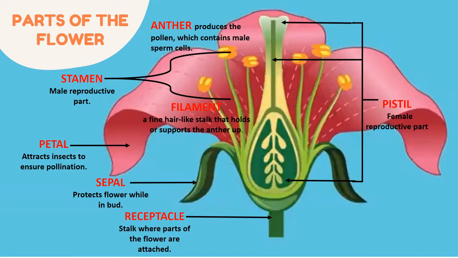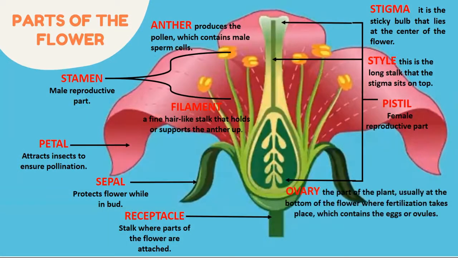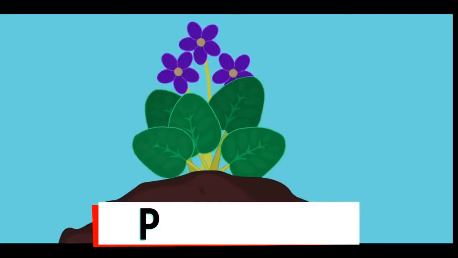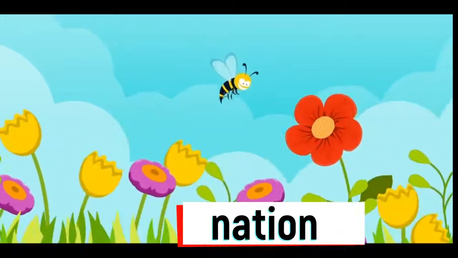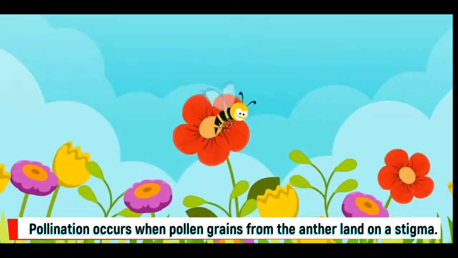Pistil, it's a female reproductive part. It consists of stigma, which is sticky bulb that lies at the center of the flower. Style, this is the long stalk that the stigma sits on top. And ovary, the part of the plant which usually bottom of the flower where fertilization takes place, which contains the eggs or ovules. Pollination. Pollination occurs when the pollen grains from the anther land on a stigma.